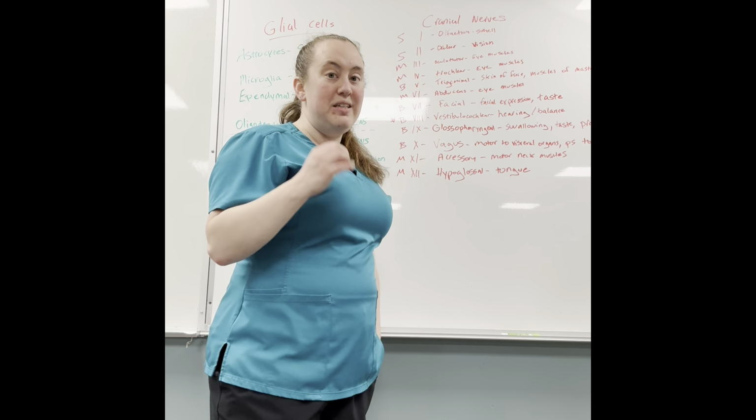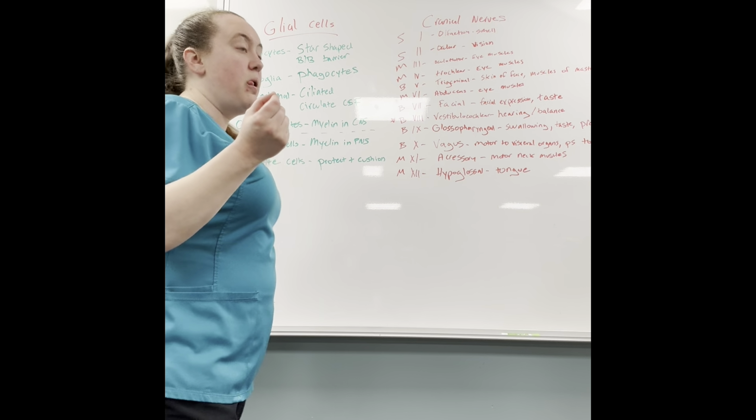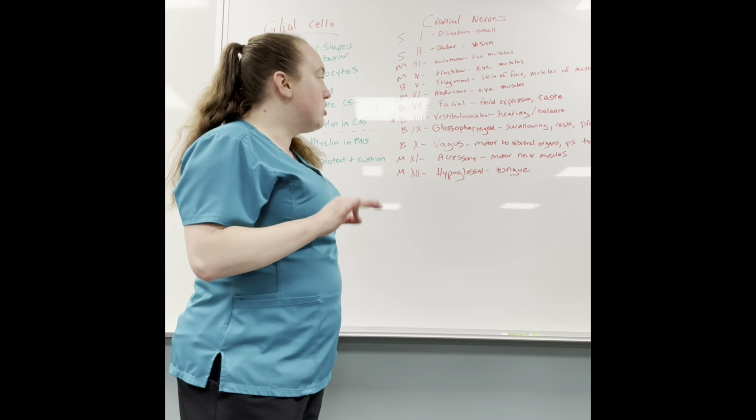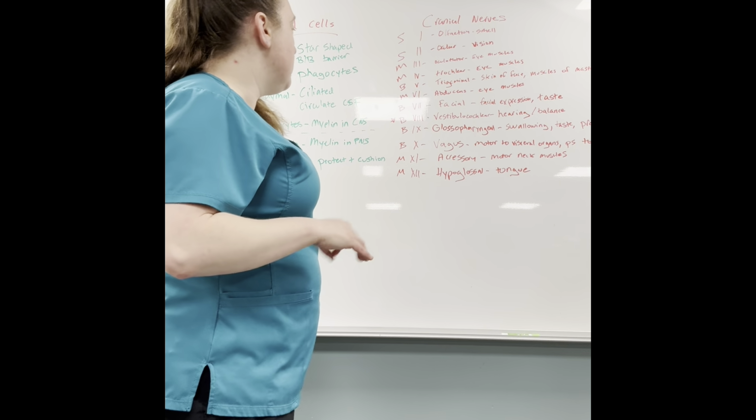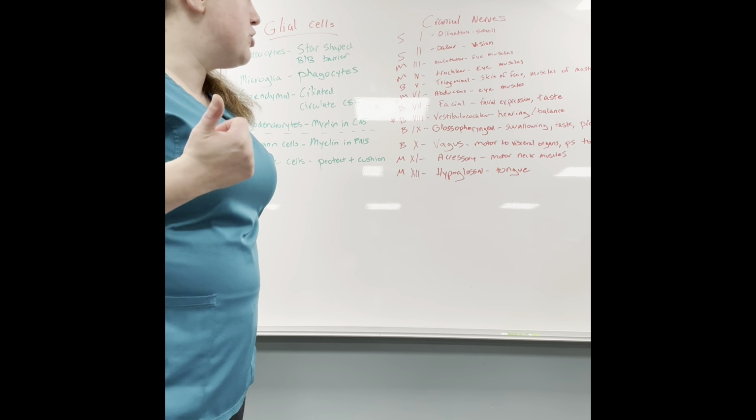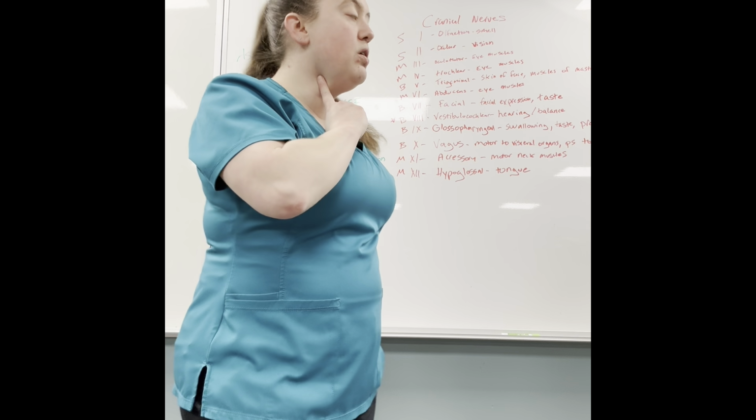Then we get facial, it's number 7. It's for muscles of facial expression, and it's also involved in taste. Vestibular cochlear is for hearing and balance. That's number 8. Number 9 is glossopharyngeal. It's for swallowing. It is also involved in taste, and then it's also for those pressure receptors in the carotid artery.